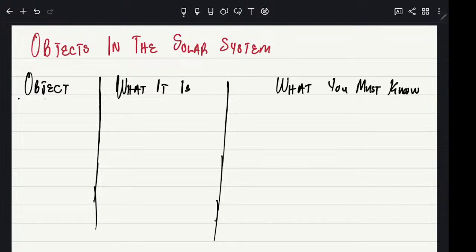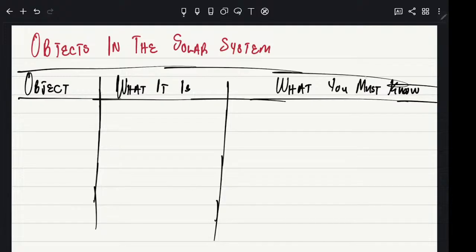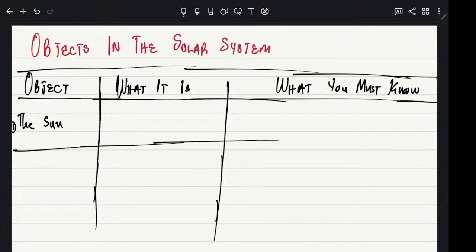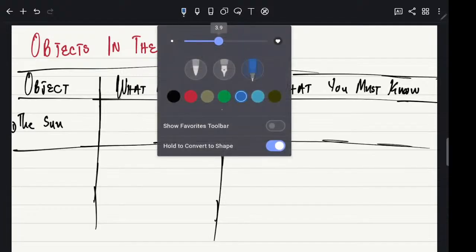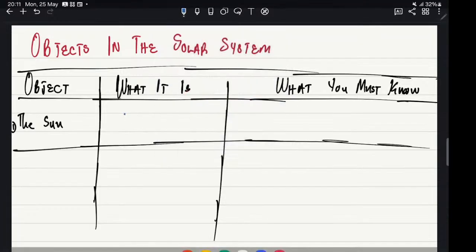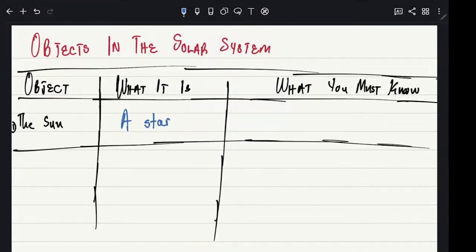Yes. Okay. Object number 1 in this solar system, the main thing, is the sun. So, the sun. This is the first object. Object number 1. Say the sun. What is the sun? It is a star. The sun is a star. Okay? It is the center. You're going to see when you talk about nebula, the formation of this solar system, how it was formed. We're going to talk about the nebula just now.